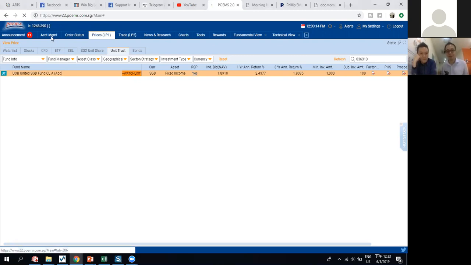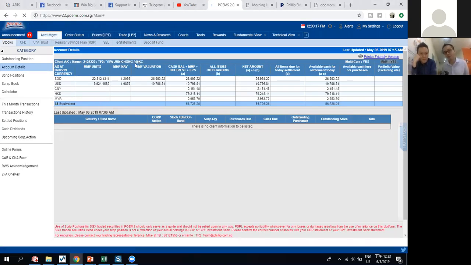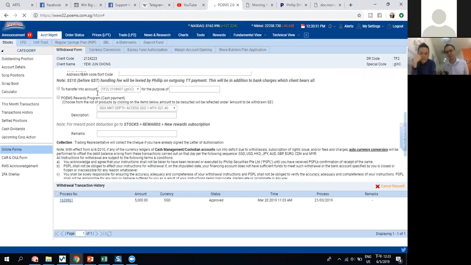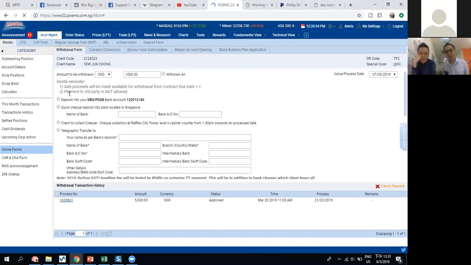So you have the account management, which Andy previously showed you where your money is. There's something called an online form, whereby you can actually use it to withdraw your money. So it's really just straightforward. Just key in, let's say you want to withdraw $1,000, and then you can choose how you want the money to be withdrawn. So for example, you want to put it back in your bank account.